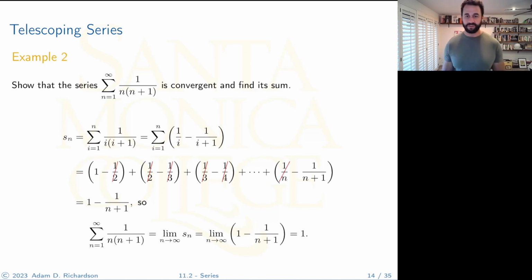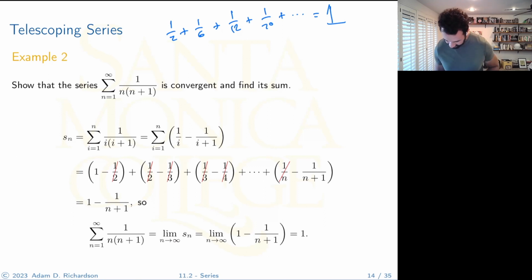Maybe I'll write the series out up here just for brevity. So the first term is 1 over 1 times 2, 1/2. 1 over 2 times 3, 1/6. 1 over 3 times 4, 1/12. 1 over 4 times 5, 1/20. And if you add all those up, you get 1. There you go. That's what we just proved, that that adds up to the number 1. Cool stuff.